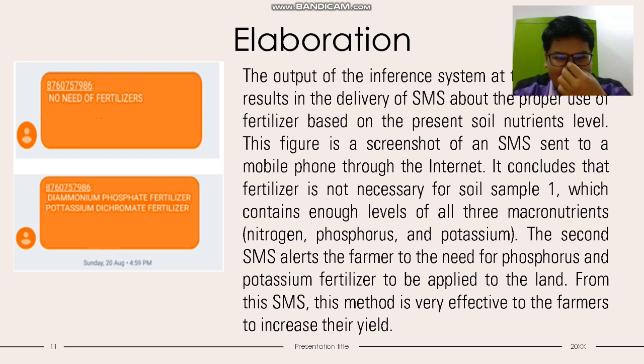Next, the output of the inference system at the edge level results in the delivery of SMS about the proper use of fertilizer based on the present soil nutrient level. This figure is a screenshot of an SMS sent to the mobile phone through the internet. It concludes that fertilizer is not necessary for soil sample 1, which contains enough level of all three macronutrients, nitrogen, phosphorus and potassium. The second SMS alerts the farmers to the need for phosphorus and potassium fertilizer to be applied to the land. From this SMS, this method is very effective for farmers to increase their yield.